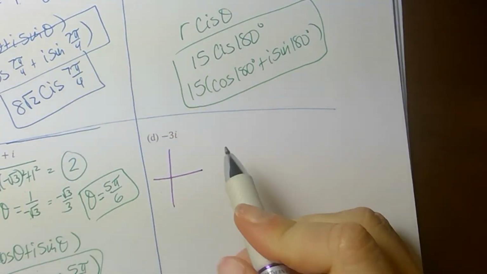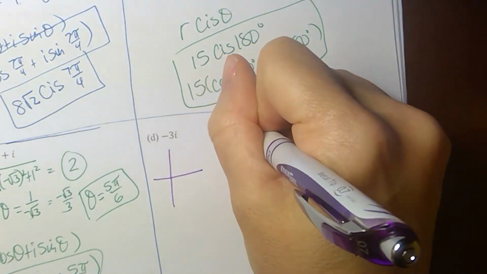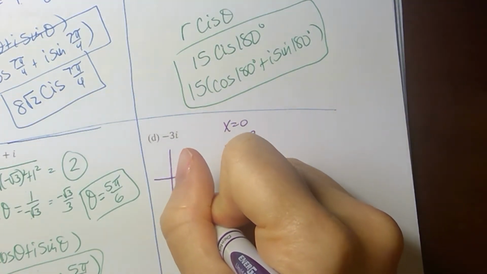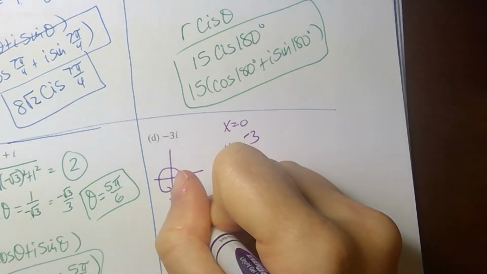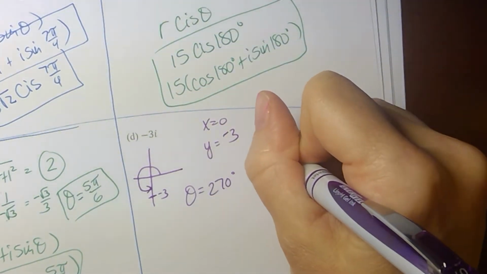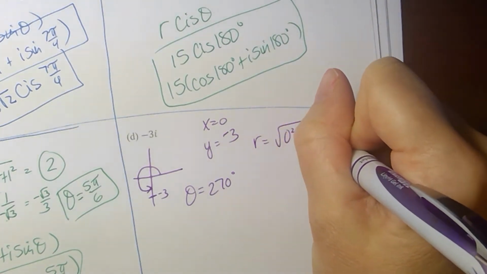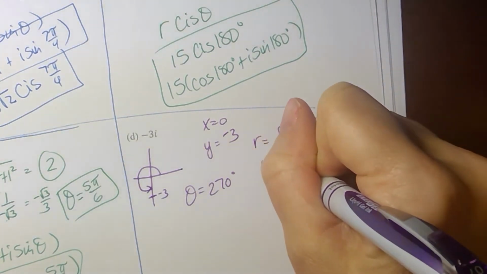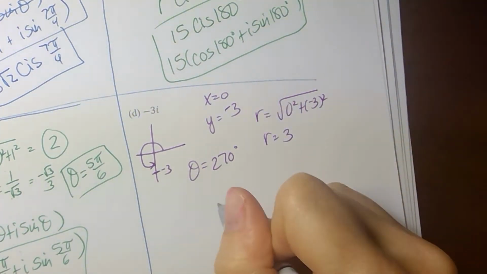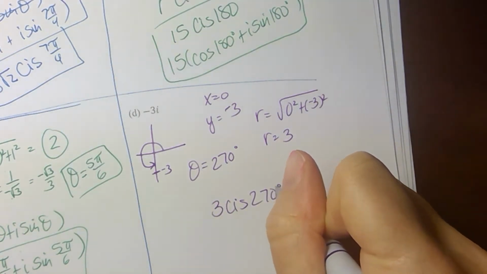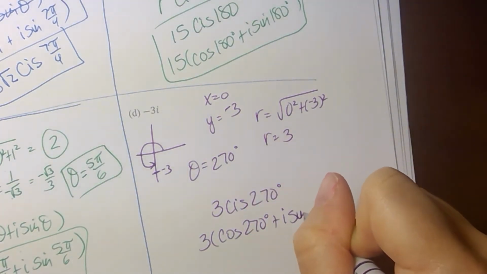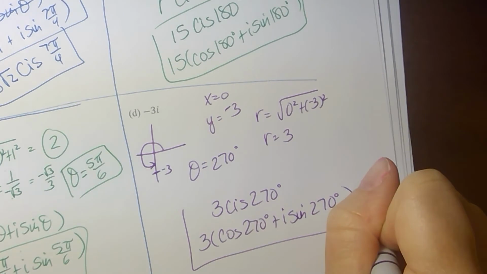Negative 3i. Let's sketch this one. In this case, my real part, x, is 0, and y is negative 3. So I'm going to go down negative 3 here. My angle theta is 270 degrees. What is r? Well, r is the modulus. 0 squared plus negative 3 squared gives me an r value of 3. So my r cis theta is 3 cis 270 degrees, or 3 times cosine of 270 plus i sine of 270. Either one.